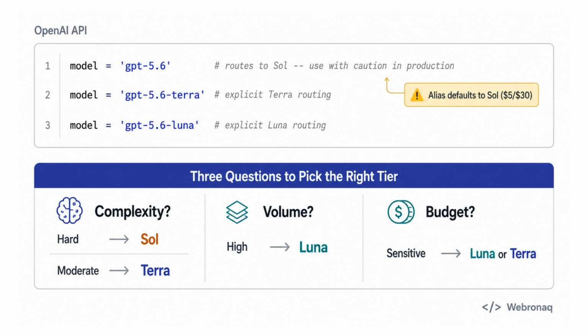That is the whole decision. Sol for the hard stuff, Terra for everyday production, and Luna for scale.